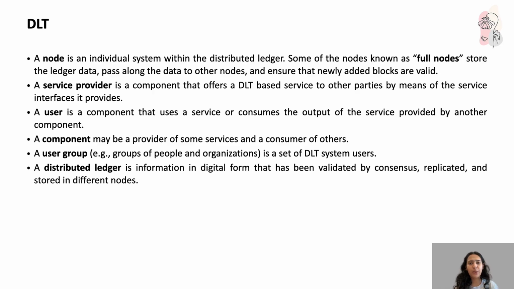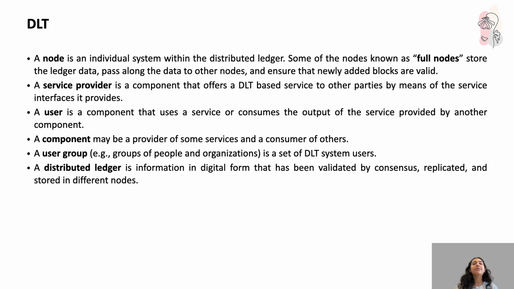Next, we have service providers. These are the components that offer DLT based services. They provide information and interfaces so that other parties can connect and make use of the distributed ledger. Then come users. A user is any participant who consumes the services that are provided. And here's an important point: a component in the system can sometimes be both. It could be a provider of a service in one context, and a consumer or user in another.